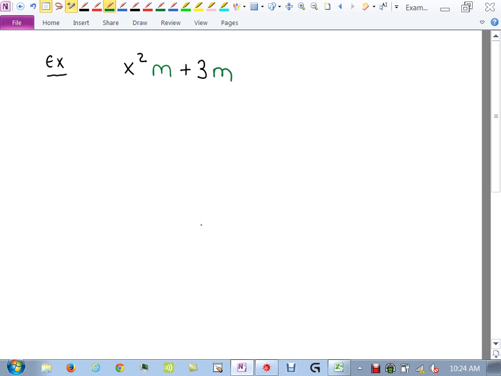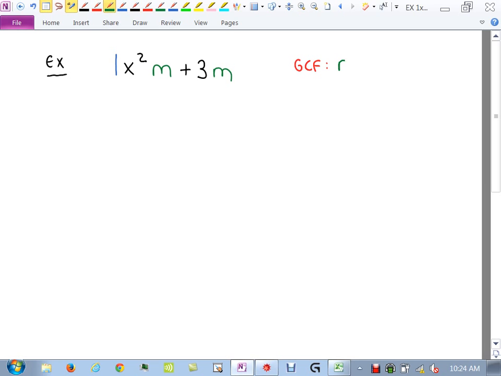Let's try and get a GCF here. What about numbers? As far as numbers are concerned, there's really a 1 sitting in front of that x squared, right? So 1 and 3, there's no common number there. How about x's? We have x squared on the first one, but no x's on the second one. How about m's? They both have an m, don't they? So isn't m a GCF? So my GCF here would be m.